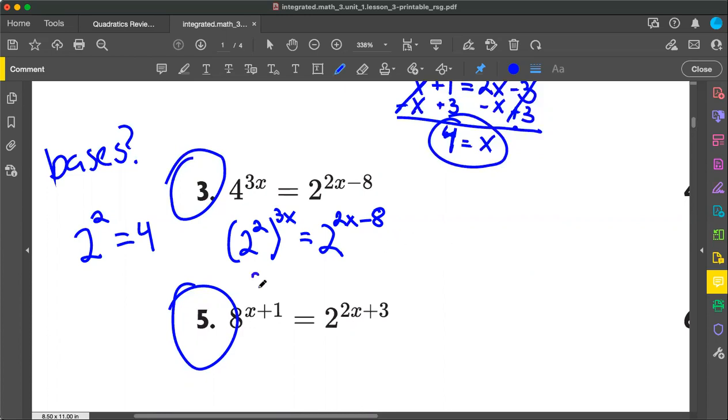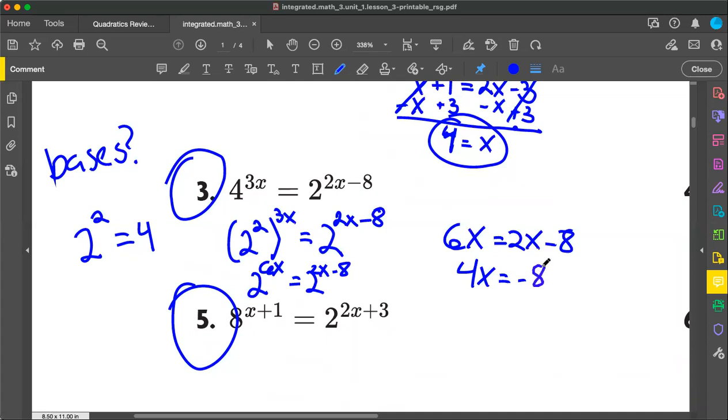Hopefully you're saying multiply them out. So if you have 2 times 3x, that's 6x. Lo and behold, you have the same base. So just set them equal to each other. Solve 6x equals 2x minus 8. Get rid of the 2x. This gets you 4x equals negative 8. So x equals negative 2. If you're not convinced that these work, try them out, but I'm pretty sure that they work.